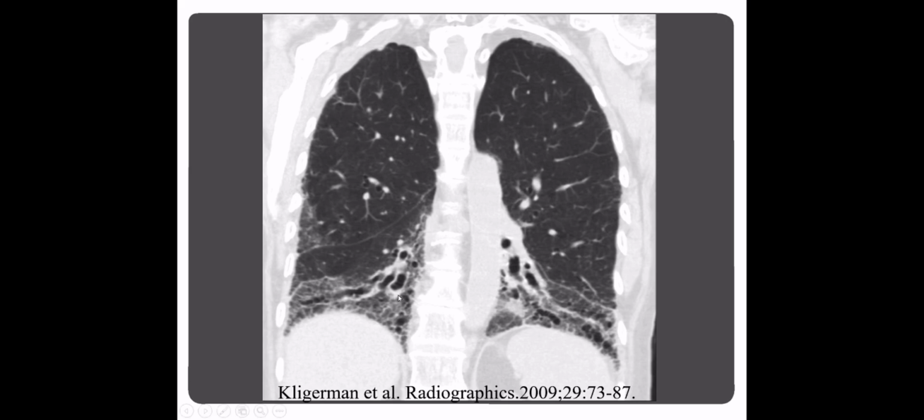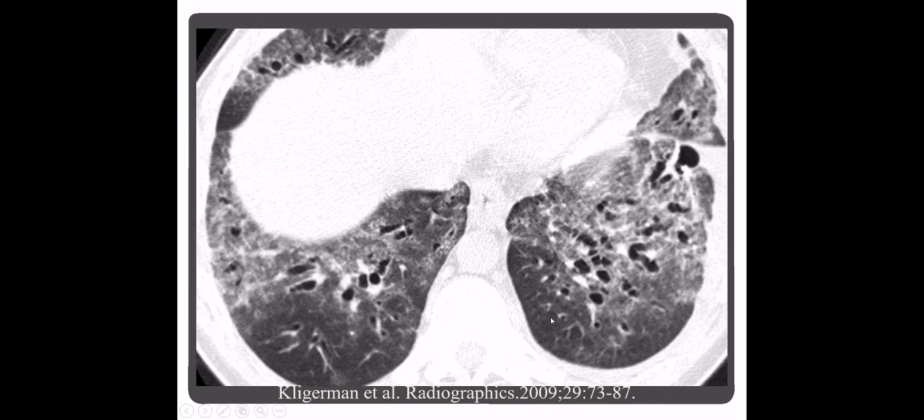Here are some more examples. Notice the peribronchovascular extension of this fibrosis, marked lower lobe volume loss, and traction bronchiectasis. In this case, again, note the marked traction bronchiectasis and subpleural sparing.